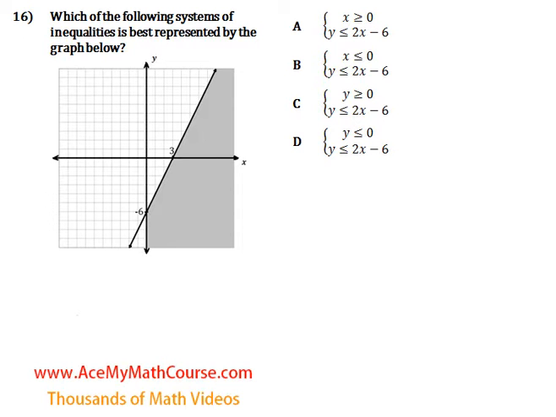Question 16. Which of the following systems of inequalities is best represented by the graph below? Okay, first step, determine the equation of this line right here, the red line. Let's use y equals mx plus b, because we know that b is the y-intercept, in this case -6, because that's where the red line crosses the y-axis.